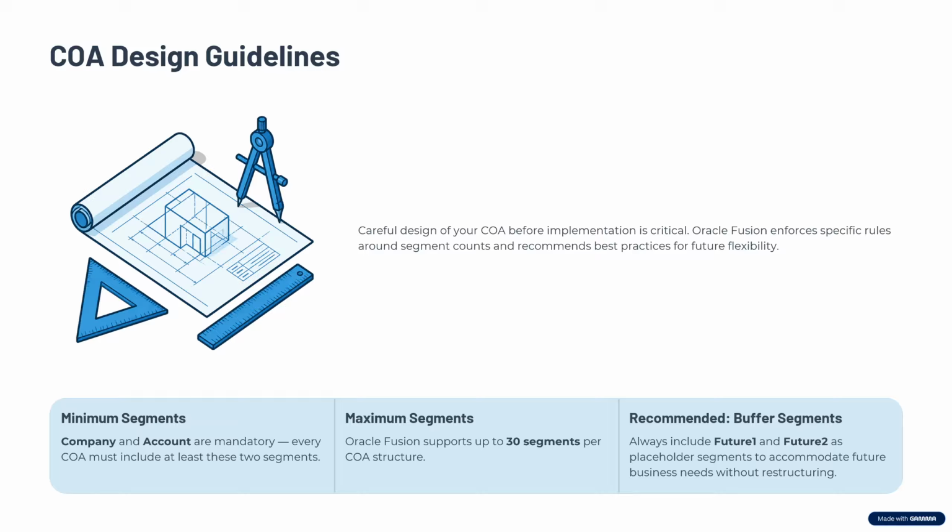Generally, if you run any chart of accounts, at least two minimum segments are required. What are the two minimum segments? Company and account. Company and account are mandatory segments. Every COA must include at least these two segments. What is the maximum limit of segments? We discussed previously company, account, department, service line. Like that, we can create up to 30 segments for each COA structure.